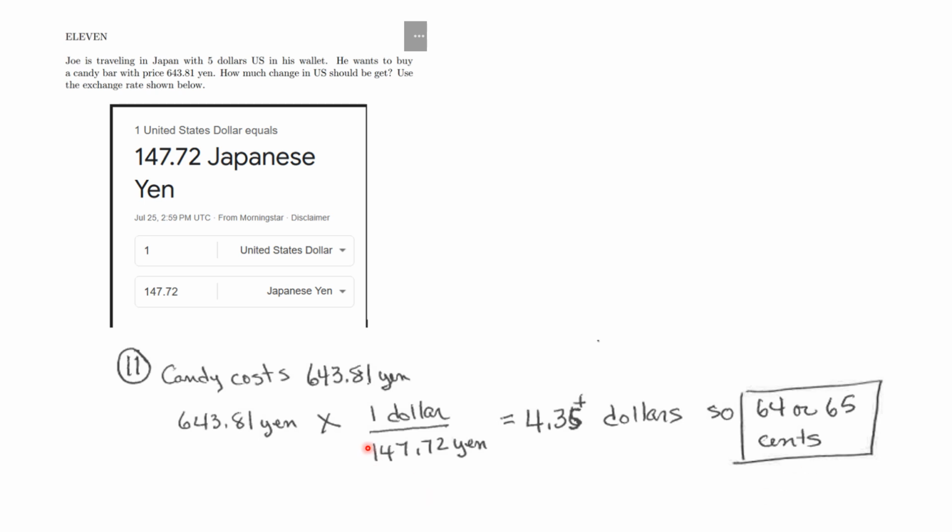Here we bought a piece of candy, a candy bar, I suppose, that cost this many yen. And we use this conversion factor to change it to dollars. And so we get 4.35, and there is some change there, some extra decimal points. I said that you had $5, so if you paid with $5, how much change should you get, US? You should get 64 or 65 cents. I counted either one of those right.